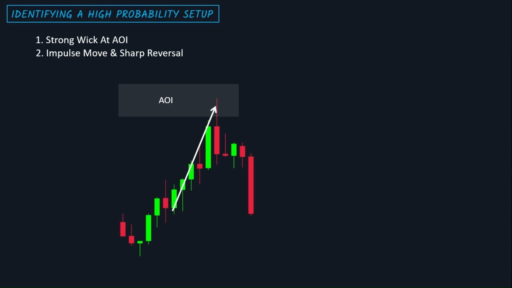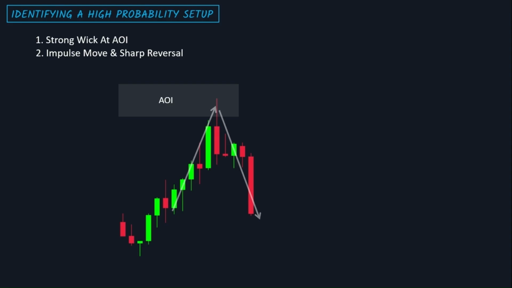Second, rejection blocks are usually accompanied by an impulsive move into the level, followed by an equally sharp move in the opposite direction. This sudden reversal shows that institutional orders were filled and that price is now moving in the intended direction. The speed and strength of the reversal often indicate that retail traders were trapped on the wrong side of the move.